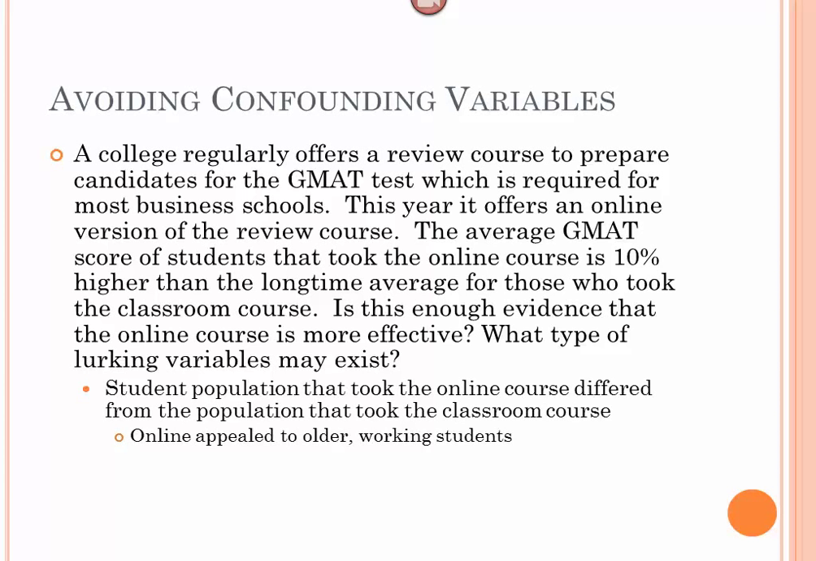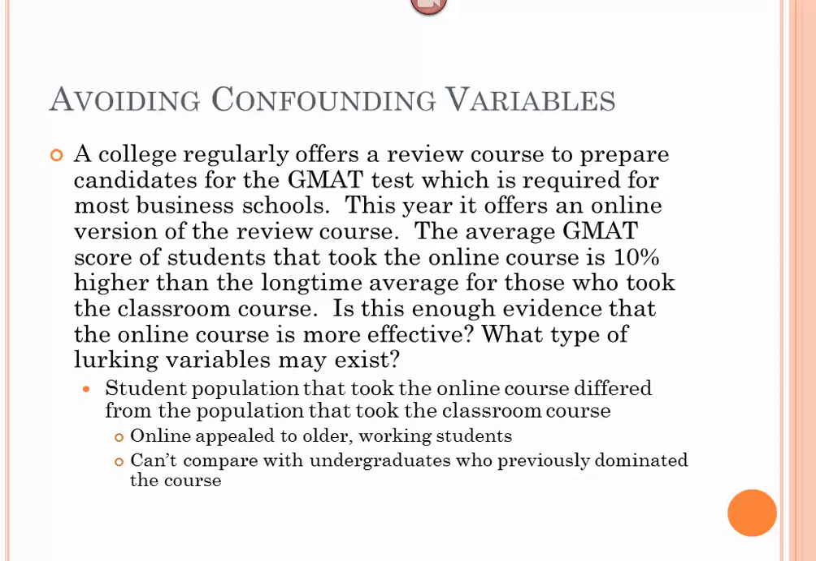The other problem that we have is that we can't compare with undergraduates who previously dominated the course. Remember, this was one quarter with one class that took this, and we compared the average of that class to the long time average of those who've been taking the classroom course over the years. So you're taking one sample, which may have been 30 people, and comparing it to a sample that could have been in the thousands, right? So you have two different sample sizes that are very difficult to compare.